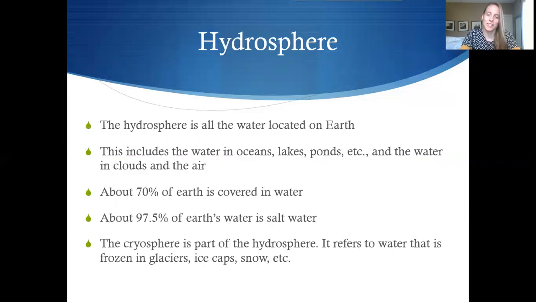The hydrosphere is all of the water located on Earth, hydro meaning water. It includes the water in the oceans, lakes, ponds, even the water in the air and clouds. About 70% of the Earth is covered in water, and about 97.5% of that water is salt water. The cryosphere is also part of the hydrosphere, and it refers to any water that is frozen, so glaciers, ice caps, snow, all of that kind of stuff.